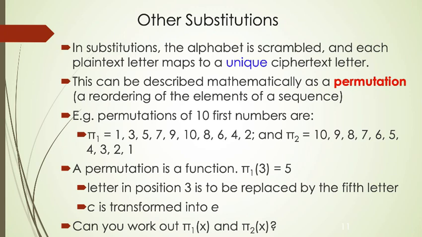Now, I'll leave it up to you as an exercise to figure out what the actual function is for pi 1 and pi 2. I'll give you a hint that pi 2 is far simpler. It is a uniform permutation, but pi 1 is a set of rules with if statements. So there might be a different rule that applies to this part than that part.